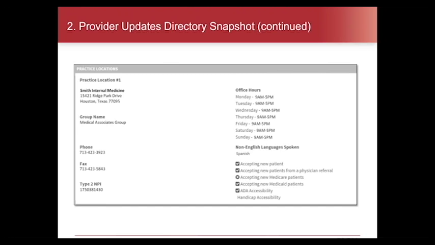And then finally, and these are very important, they're able to indicate if they are accepting new patients generally, if they're able to accept new patients through a physician referral, and then also specifically if they're accepting new Medicare as well as new Medicaid patients. Again, very important, as you know, providers will manage those very closely, and we need to get that indication as up-to-date as possible when those changes are made.